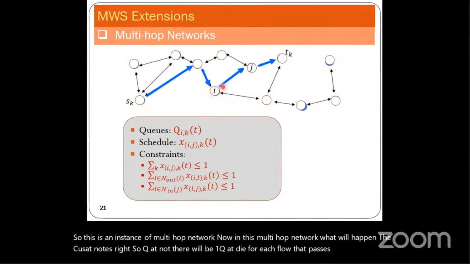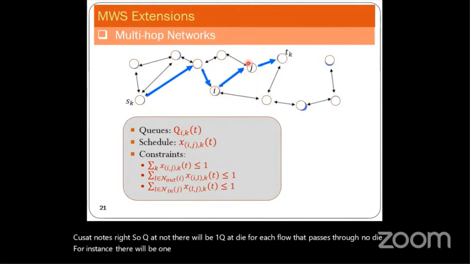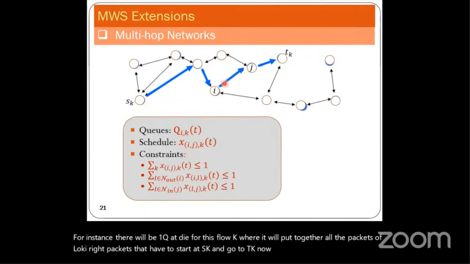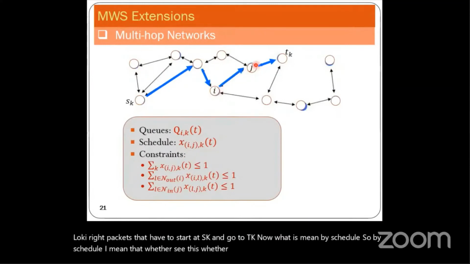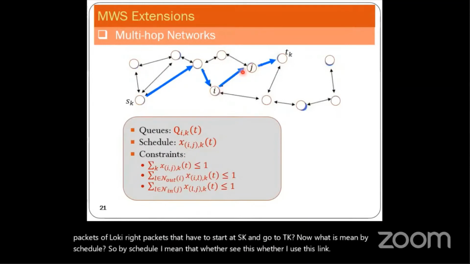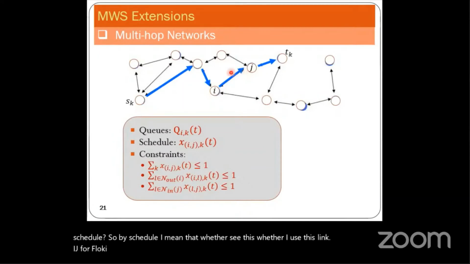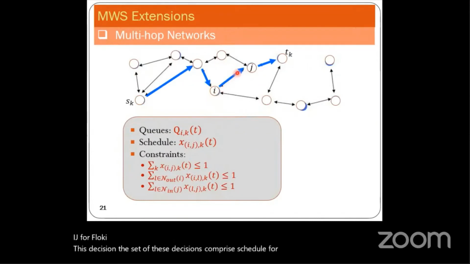For instance, there will be one queue at node I for this flow K, where it will put together all the packets of flow K, right? Packets that have to start at SK and go to TK. Now, what do you mean by schedule? By schedule, I mean whether I use this link IJ for flow K. The set of these decisions comprises the schedule. For any link, I have to decide whether I'll activate it, and if I activate it, for which flow I'll activate it, right? So that's why I have these indices IJKT.